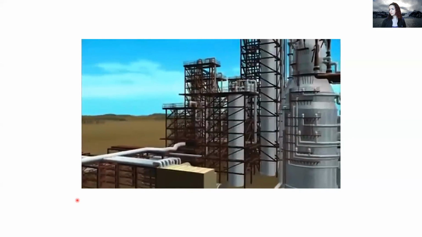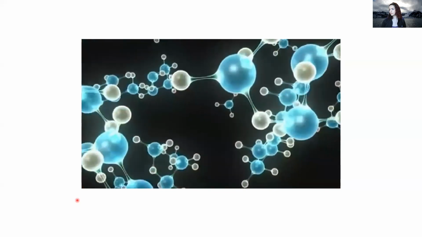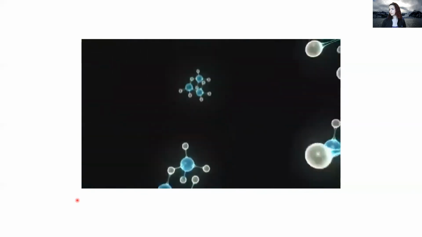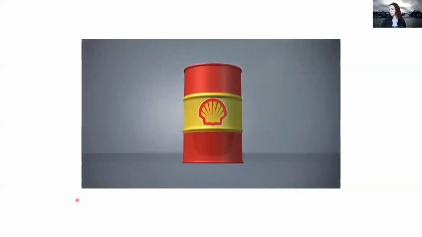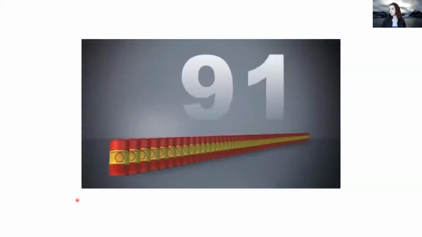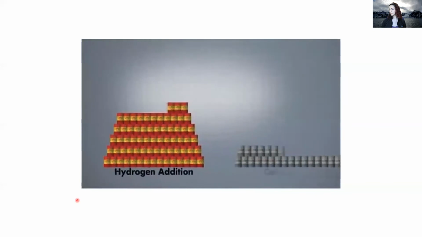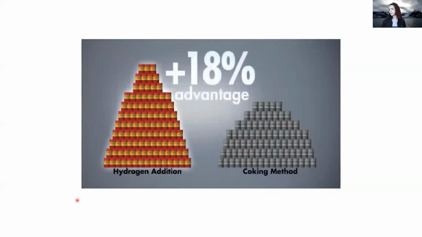The hydrogen addition process has some advantages over the traditional coking process used at other oil sand operations. Coking removes carbon, creating a waste byproduct. Shell's method adds hydrogen to produce approximately 103 barrels of upgraded crude oil from every 100 barrels of bitumen processed. This volume processing gain is a significant advantage over coking, which delivers only 85 barrels of crude for every 100 barrels processed. It's a volume advantage of over 18%.